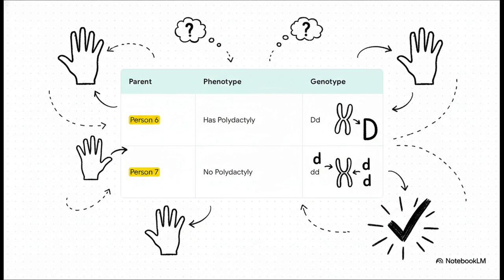But look at her mother, person 2. She's unaffected, so her genotype is small d, small d. That means she could only pass a d allele to her daughter. So person 6 must have gotten a D from her dad, which makes her heterozygous, Dd.